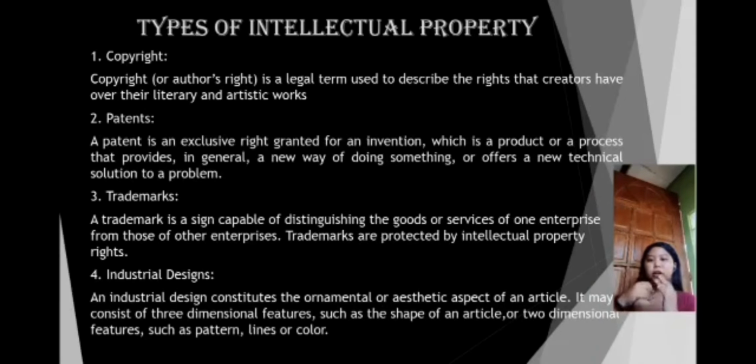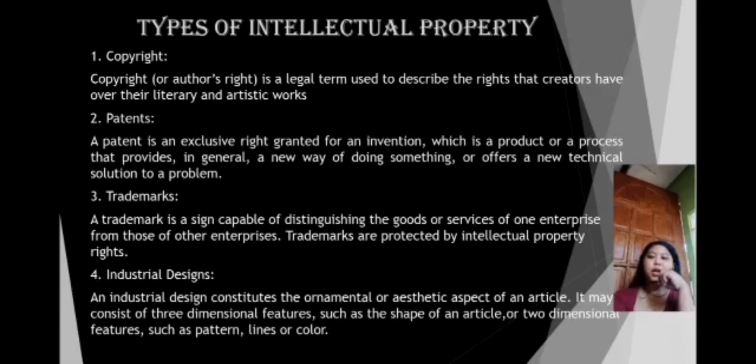So let's move on to another topic, which is the types of intellectual property. First in the list is copyright. Copyright, or author's right, is a legal term used to describe the rights that creators have over their literary and artistic works. Second is patents. A patent is an exclusive right granted for an invention, which is a product or a process that provides a new way of doing something or offers a new technical solution to a problem.